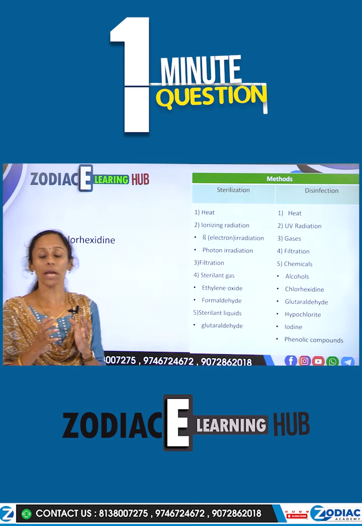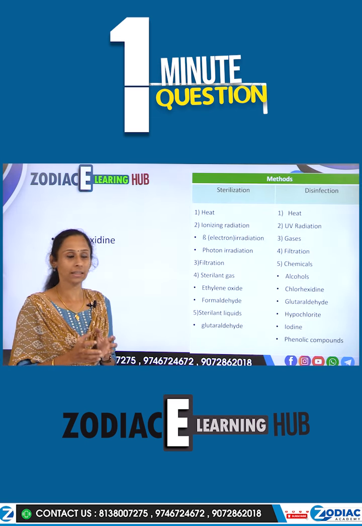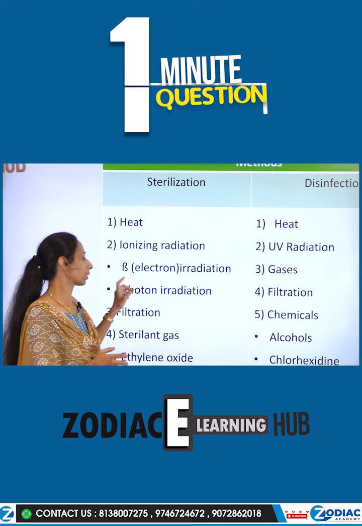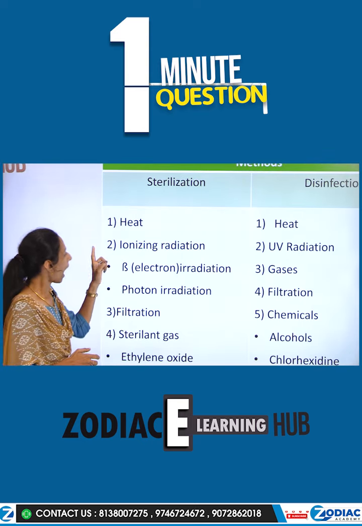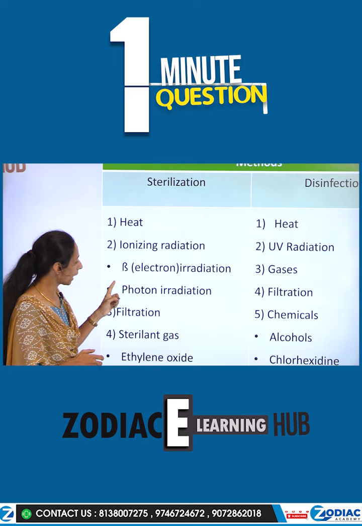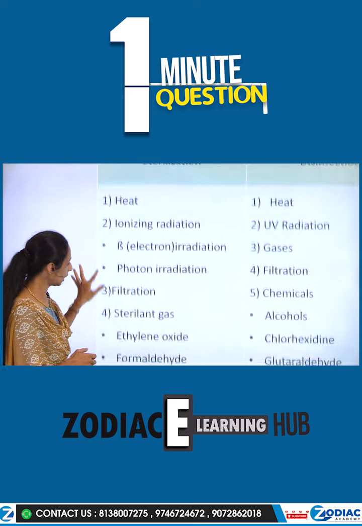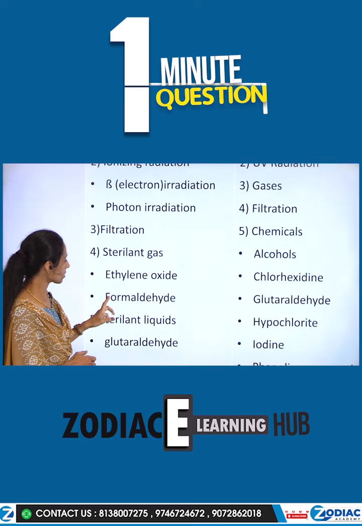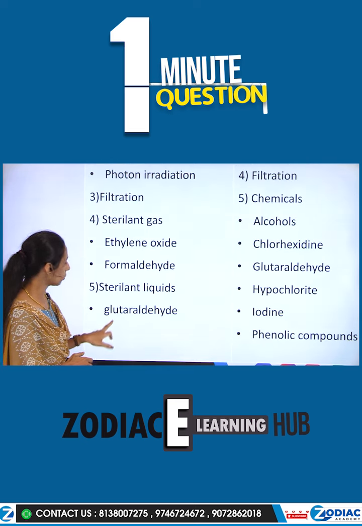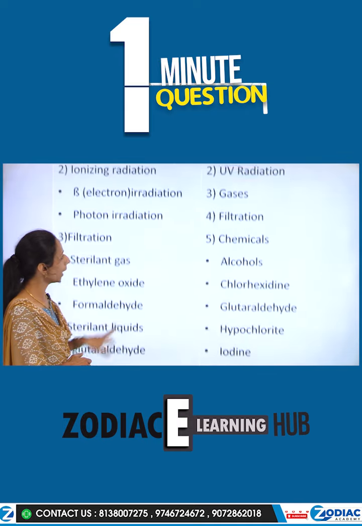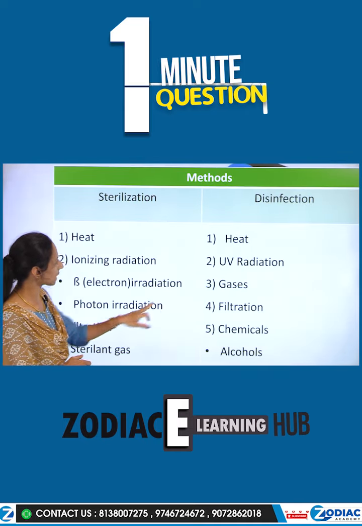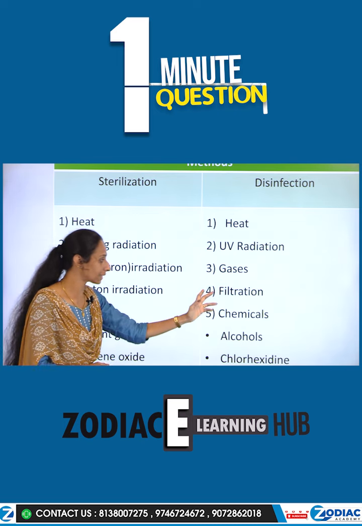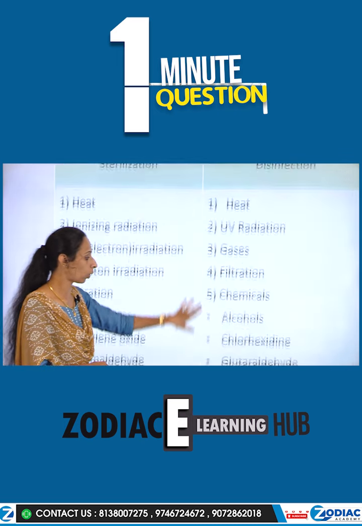The correct answer is chlorhexidine. So what we need to know is which methods come under sterilization. That is heat, ionizing radiation, electron radiation, photon irradiation, filtration, and with the help of sterilant gases like ethylene oxide and formaldehyde, and sterilant liquids like glutaraldehyde. These are the things we use for sterilization. Disinfection includes heat, ultraviolet radiation, gases, filtration, chemicals, and alcohol.